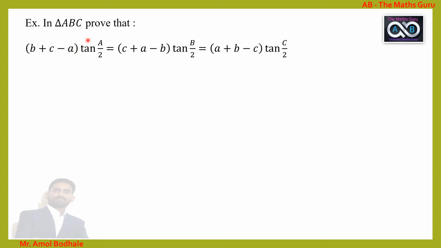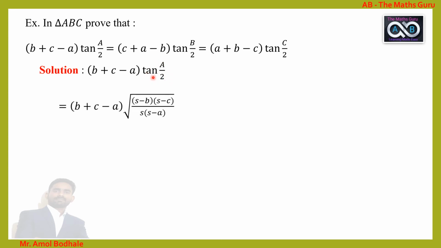In triangle ABC, prove that (b + c − a) tan(A/2) = (c + a − b) tan(B/2) = (a + b − c) tan(C/2). Here we have to prove that all three terms are equal. So we can consider each term here. The first term contains tan of A by 2, so using the half angle formula, we can put the value of tan A by 2.